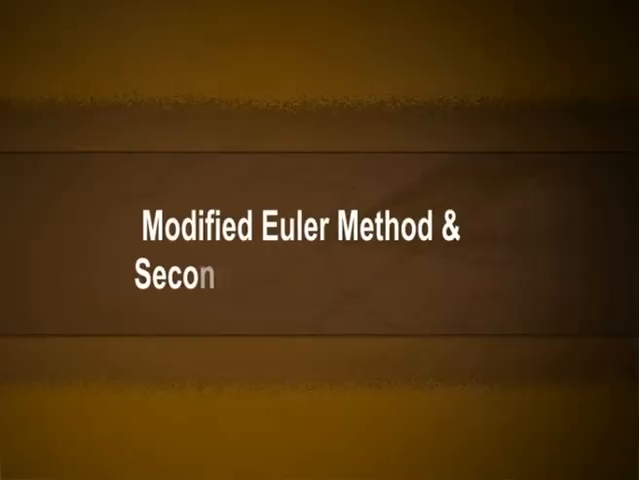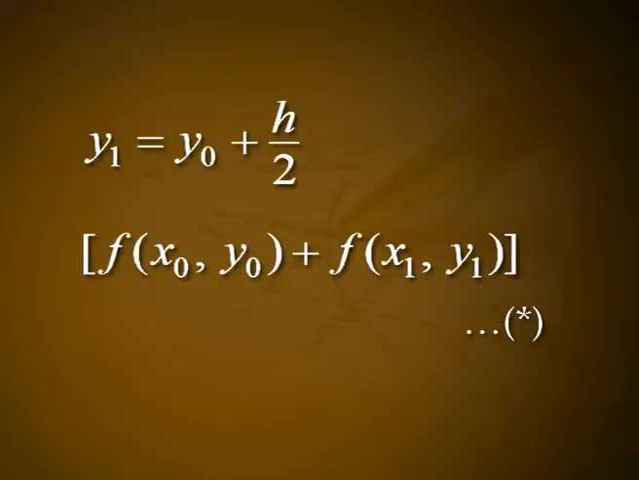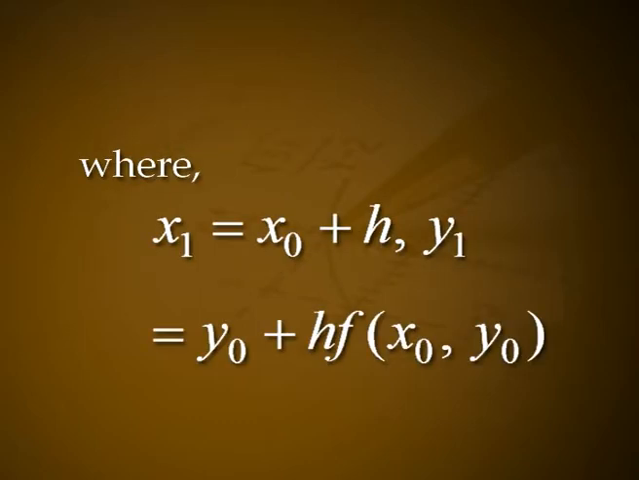Modified Euler's method and second order RK method. For the differential equation y dash equal to dy by dx that is equal to f of x y, where y at x 0 equal to y 0, where x 0, x 1, x 2 etc. be equally spaced values with interval h and with corresponding y values y 0, y 1, y 2 etc. The solution by modified Euler's formula is given by y 1 equal to y 0 plus h by 2 into f of x 0 y 0 plus f of x 1 y 1 plus etc. Let it be equation star, where x 1 equal to x 0 plus h, y 1 equal to y 0 plus h into f of x 0 y 0.